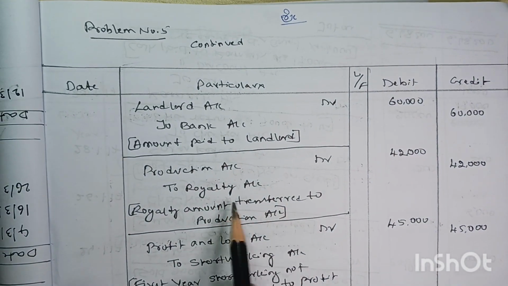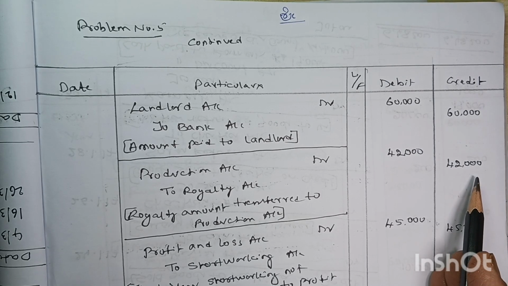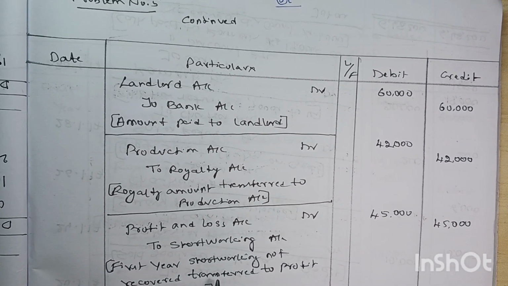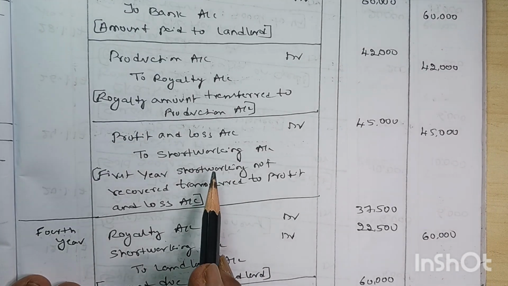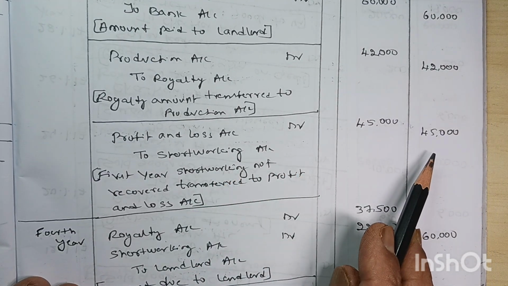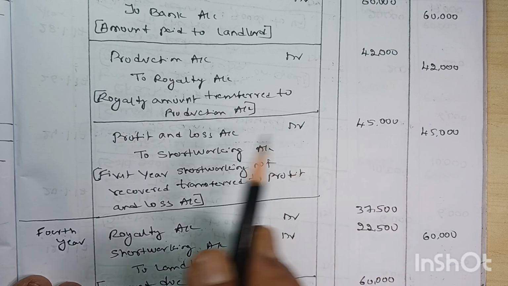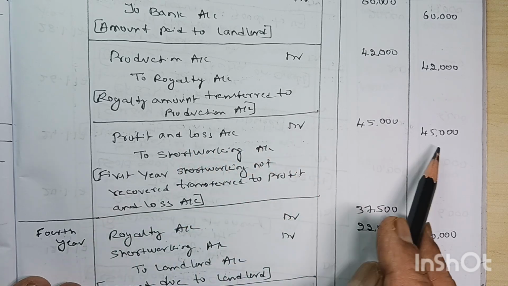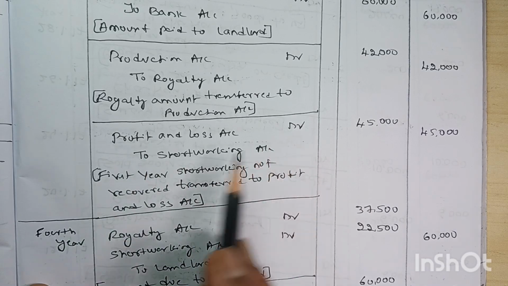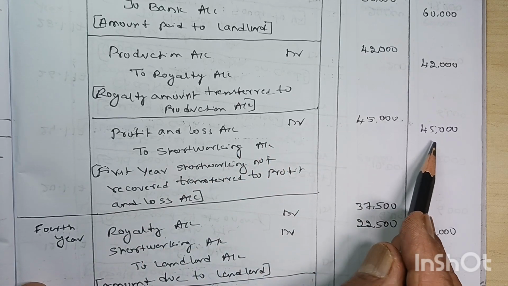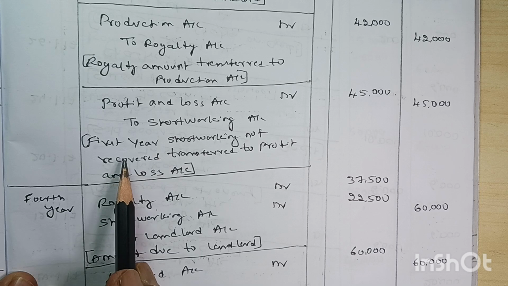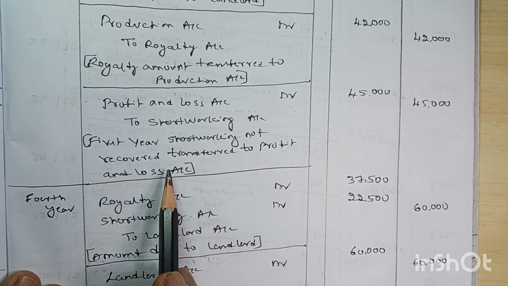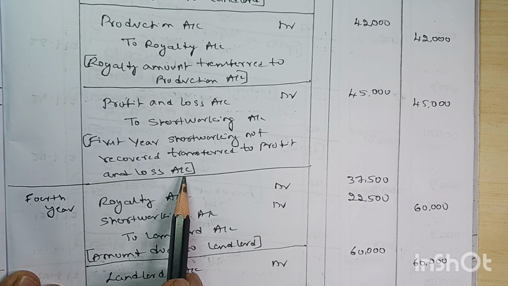Production account debtor to royalty account 42,000, 42,000. Here you must be careful, you will get one extra entry, that is short working which could not recoup. It will be transferred to profit and loss account. I told you, very simple: you have a loss in the first year of 40,000, that 40,000 you could not recover, that will be transferred to profit and loss account. Profit and loss account debtor to short working account 45,000, 45,000, where I have given you the clear narration: first year short working not recovered, transfer to profit and loss account.